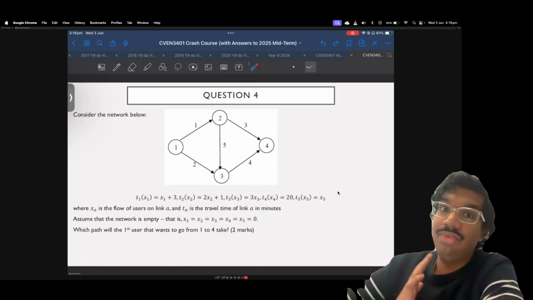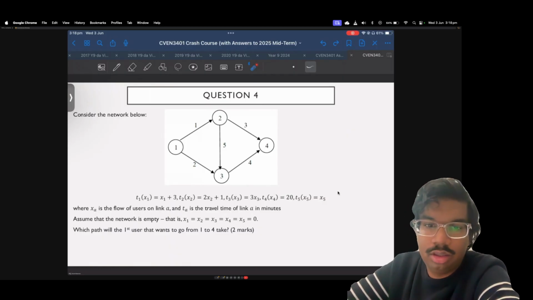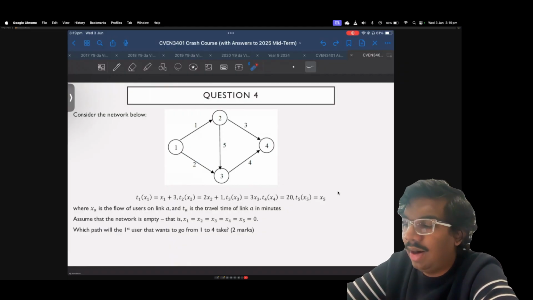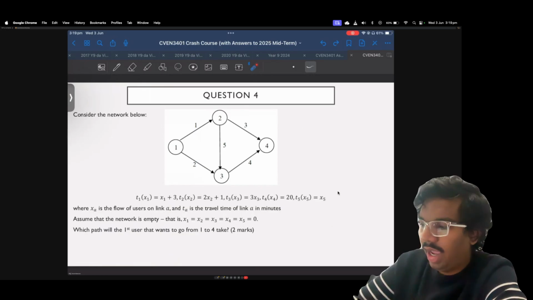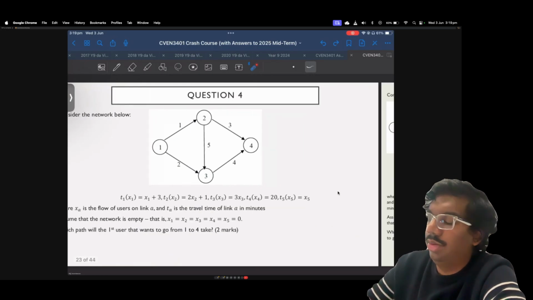Okay? It's a very, very simplistic representation of roads. Obviously, it's not like if there's one car, it'll take 1 minute, and if there's 2 cars, it'll take 2 minutes. That's ridiculous. But it's just a theoretical thing. It's meant to illustrate user equilibrium, although that's actually question 6.